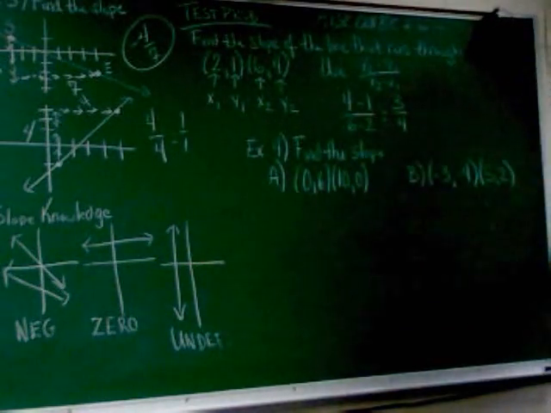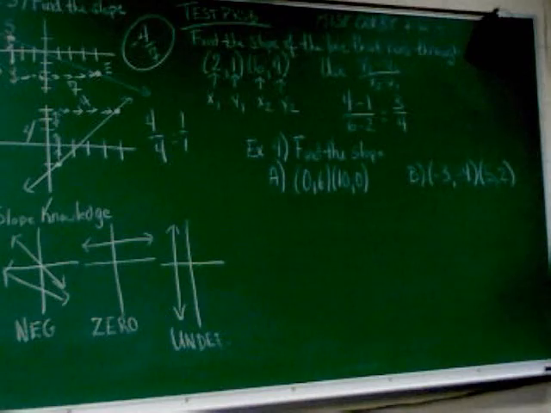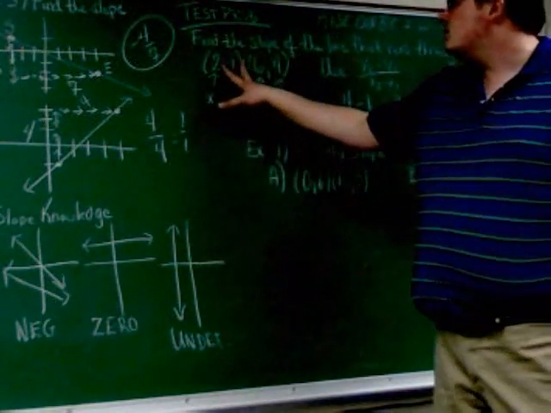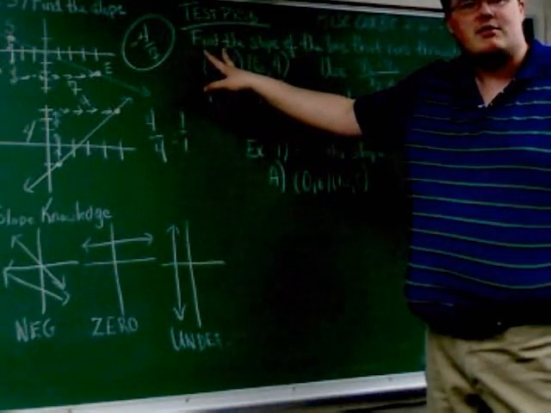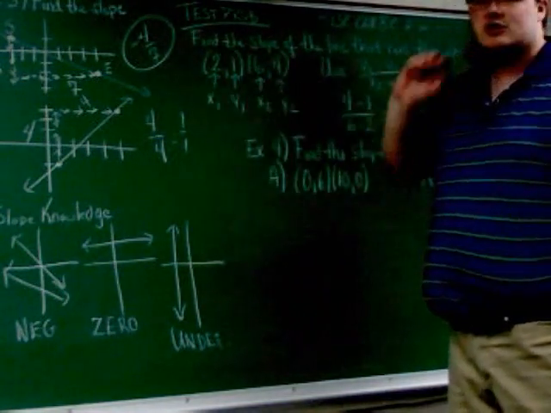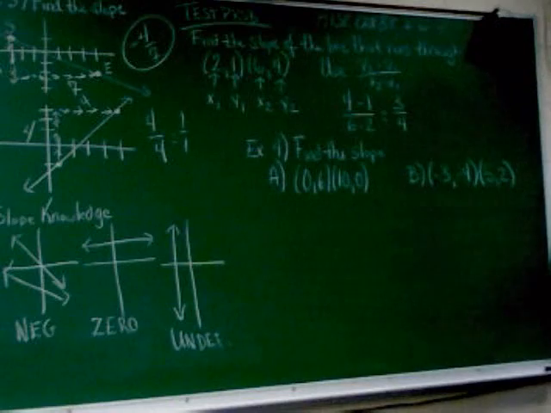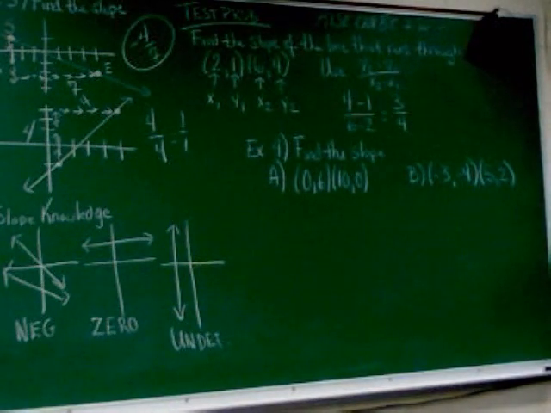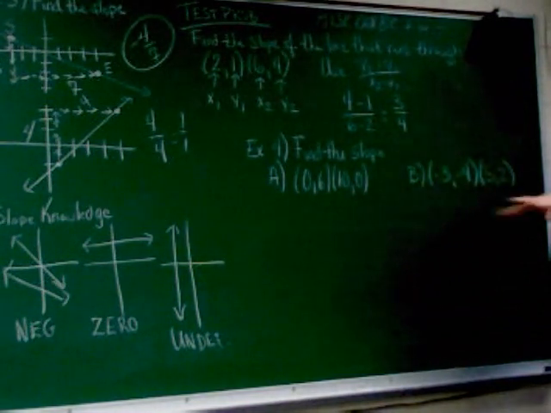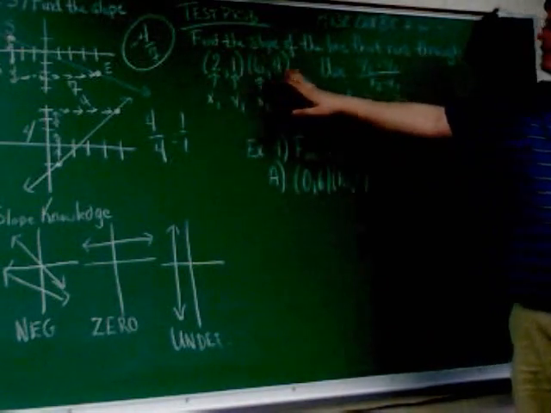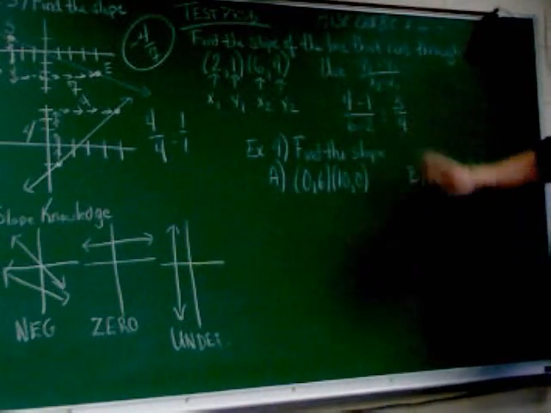Now, where do the 1s and the 2s come from? The 1s and the 2s just stand for the set of numbers they're from. The 1s are because this is the first set of numbers. The 2s are just because that's the second set of numbers. If there was a third set of numbers, we'd have x3 and y3. Fourth set would be x4 and y4. Now, once you identify the points, you just have to plug them into this formula.